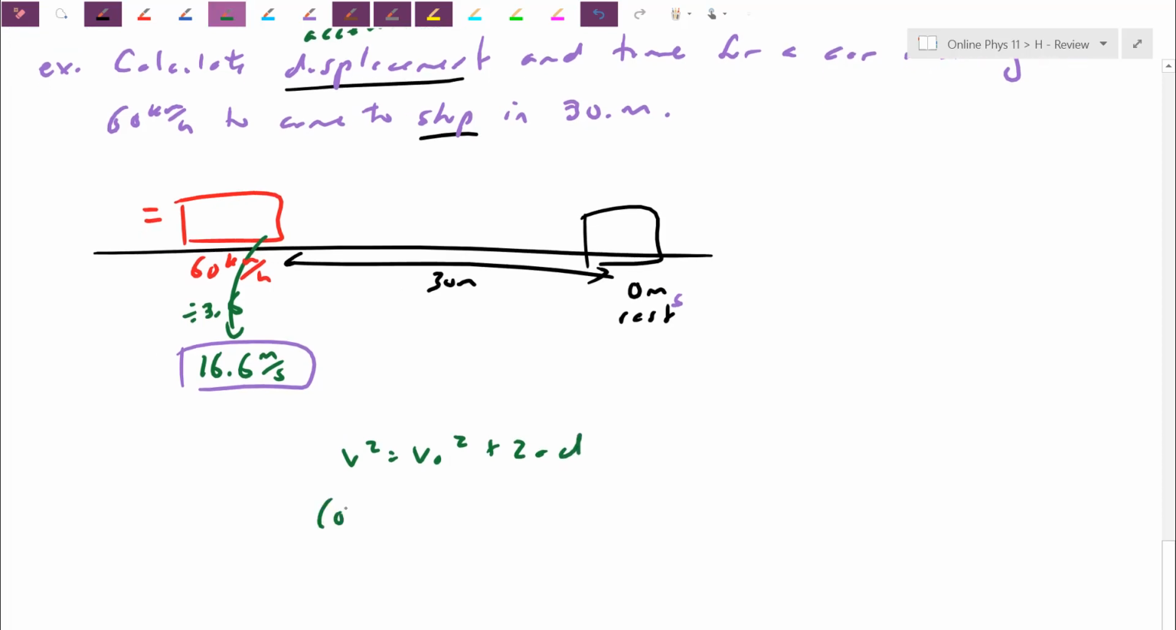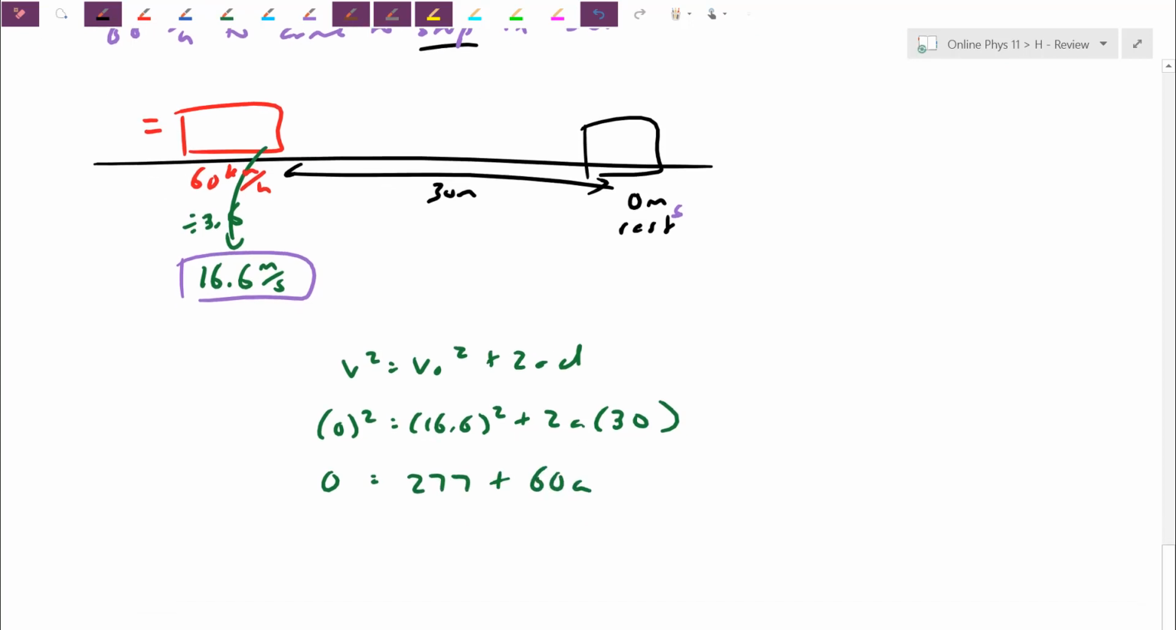So v squared is 0 squared, equals 16.6 squared plus twice, I don't know the acceleration, but it took you 30 to do it. 0, 16.6 squared. If you still have the number in your calculator, even better. So roughly 278 or so, plus 60 times a. I'm going to bring the 277 over, so negative 277 is 60a, and therefore the acceleration is this divided by 60, so negative 4.6. Acceleration usually has units meters per second squared.